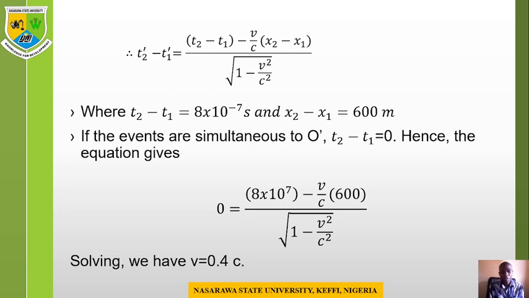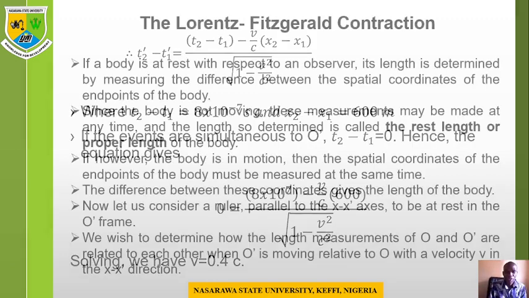And then solving mathematically, making V the subject of the formula, and all that, we arrive at V equals to 0.4 C. That is to say, the 0 prime must be moving at 0.4 fraction of the speed of light for the two times to be simultaneous.